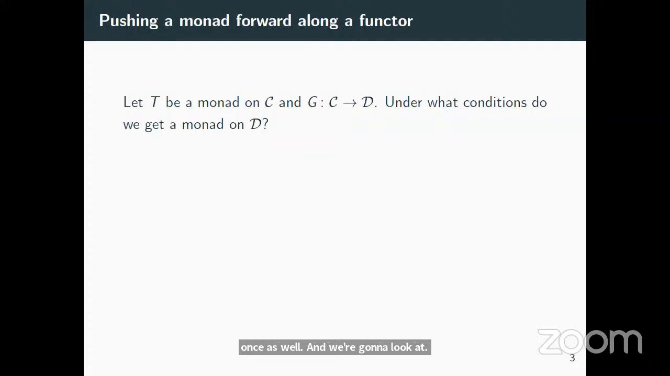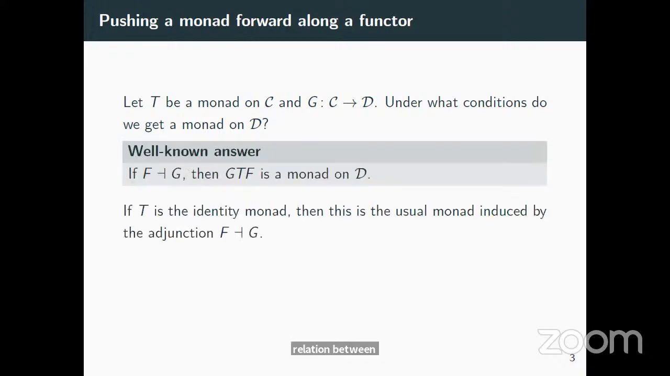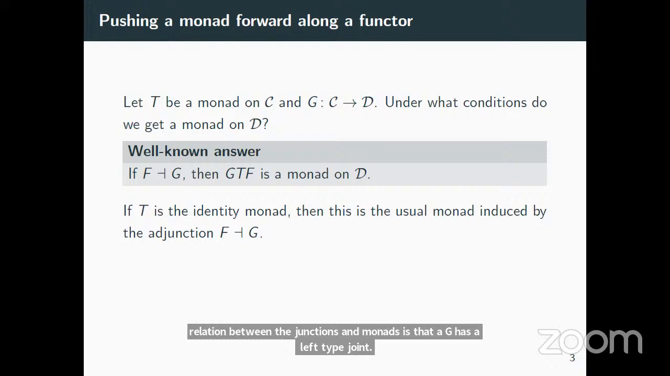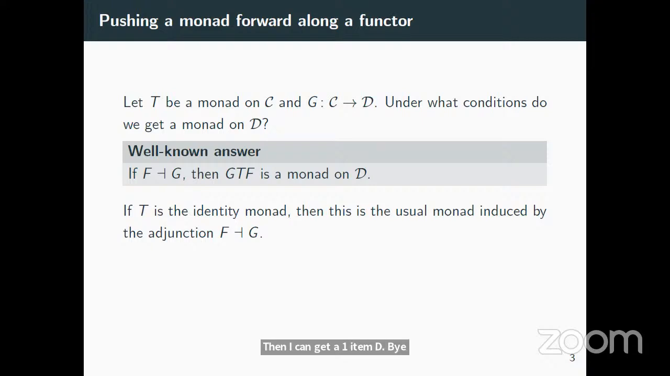So okay, this is the basic situation that we're going to consider. We have a monad T in a category C, and we have a functor G going to some other category D. Under what conditions can I take this monad T and this functor and produce a monad on the category D? So the old answer, which goes back to, I guess, Huber and the relation between adjunctions and monads, is that if G has a left adjoint, then I can get a monad on D by precomposing with a left adjoint and then the right adjoint.